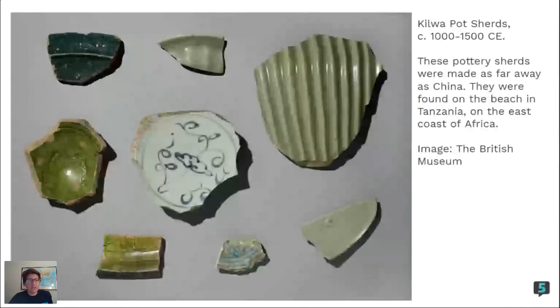This is one of my favorite artifacts to bring up from the British Museum, the Kilwa pot shards, where on the beaches of East Africa, you can find pottery shards that were from as far away as China. Some of these pottery shards are from India, and some of them are from the Middle East, all found in East Africa. Just another example of the extent to which trade took place in this region of the world.